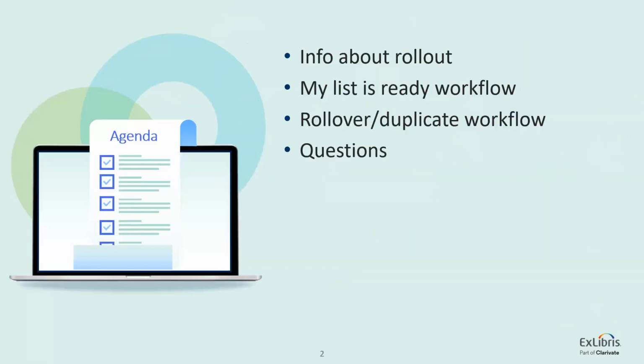What we're going to be doing today, first of all, I'm going to start with a little bit of an introduction about the rollout. We got a lot of questions during Delav's previous session on the new UI, as well as after, about the rollout and various things. So I'm going to cover that a little bit. And then we'll go through two workflows specifically. The My List is Ready workflow, which is brand new. So if you don't know what that means, that's fine. But we're going to cover that, and then we're going to cover the rollover and duplicate workflow.